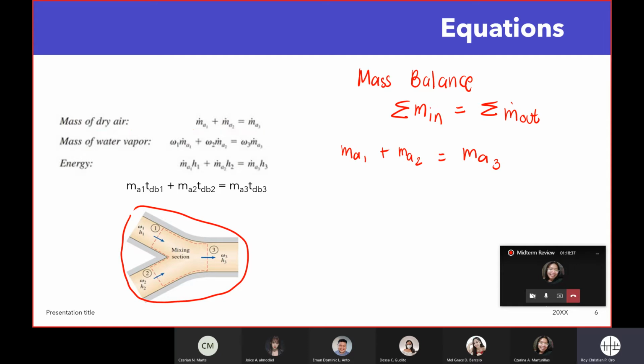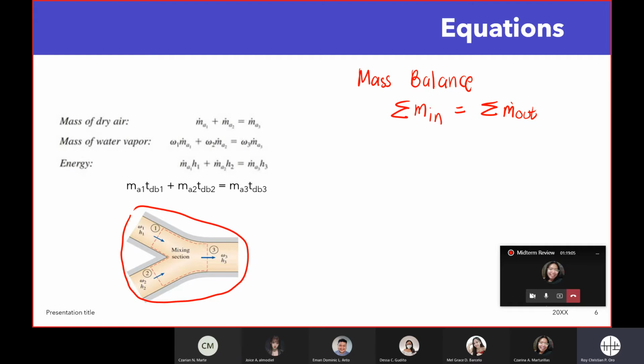Now let's take a look at the second equation. The second equation is the same mass balance principle. However, we are now focusing on the water vapor, or water in any form. In this case, we only have to consider the water vapor, since unlike the cooling and dehumidification process, no water is condensed out, so we consider only the water vapor.